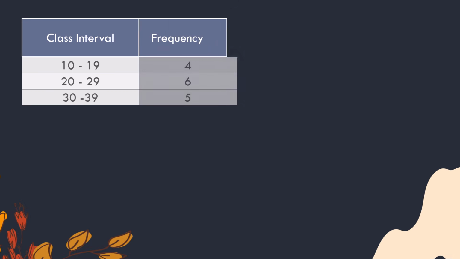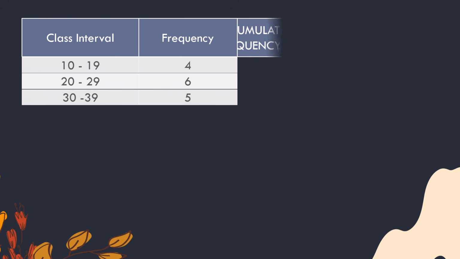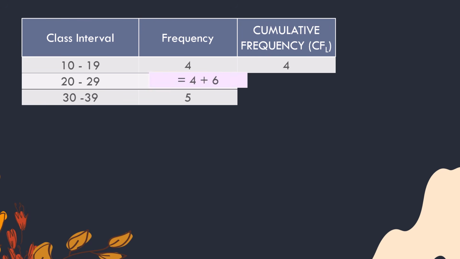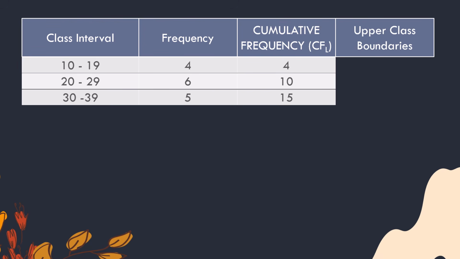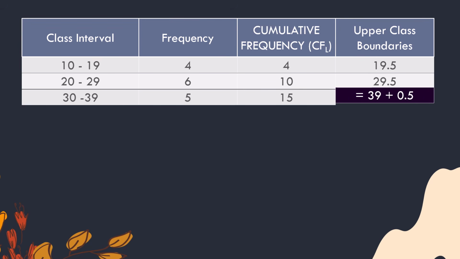We have the given 10 to 19, 20 to 29, 30 to 39. Our frequencies are 4, 6, and then 5. Let us identify the cumulative frequency. First, we need to copy 4. 4 plus 6 is 10. 10 plus 5, that is 15. The upper class boundary is 19 plus 0.5, that is 19.5. 29 plus 0.5, that is 29.5. 39 plus 0.5, that is 39.5.